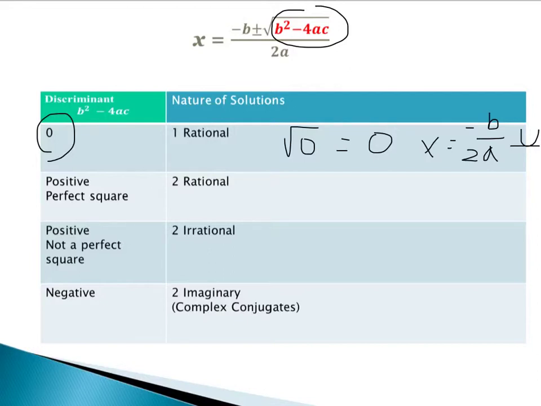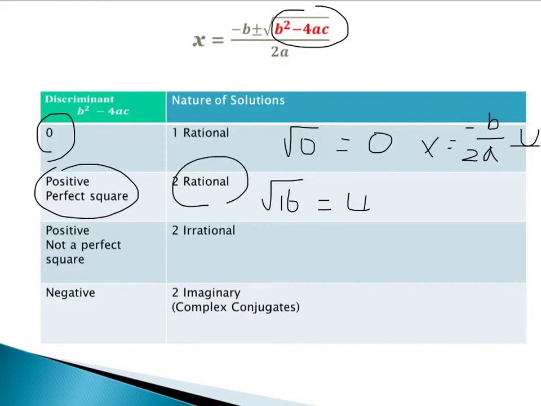When the discriminant is positive perfect square, like square root of 16, it is 4. So x equals integer plus minus integer over integer, which is rational numbers. So there are two rational zeros. When the discriminant is positive, not a perfect square, square root of not a perfect square will be some irrational numbers. So there are two irrational zeros.